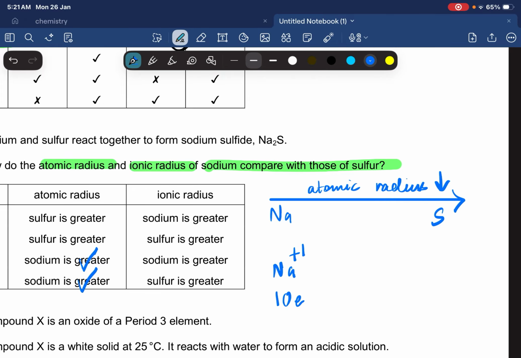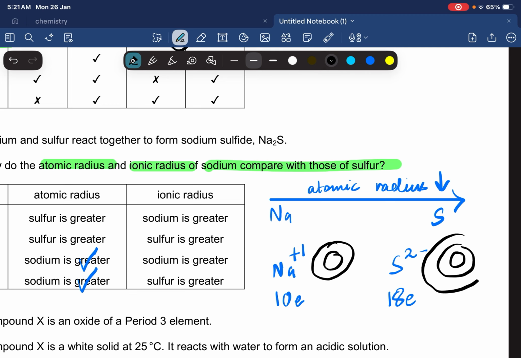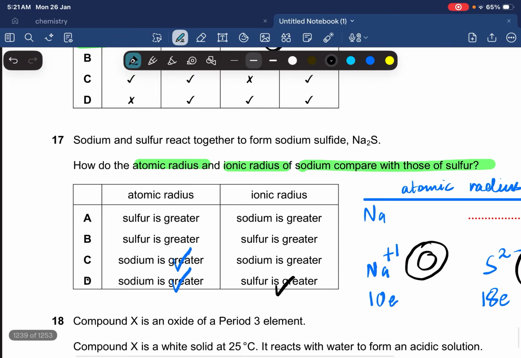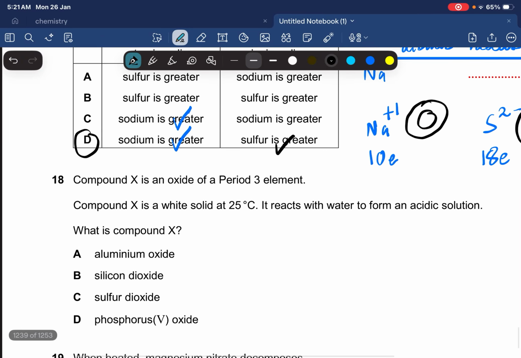For sulfur, an S2- ion has 18 electrons because initially it had 6 electrons in its last shell and it gained 2, so now it has 18 electrons. When you draw a sodium ion, you just draw 2 shells. But when you draw a sulfide ion, you draw 3 shells. So obviously a sulfide ion is going to be greater than a sodium ion. So for ionic radius, sulfur is going to have more, which makes option D the correct one.